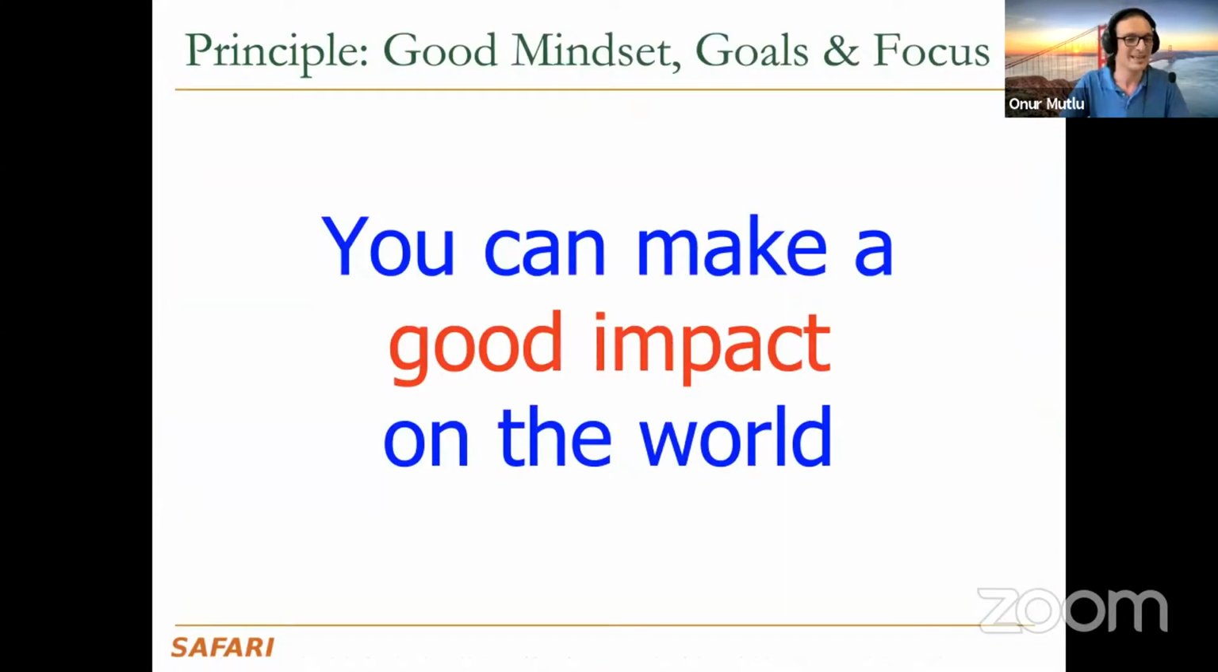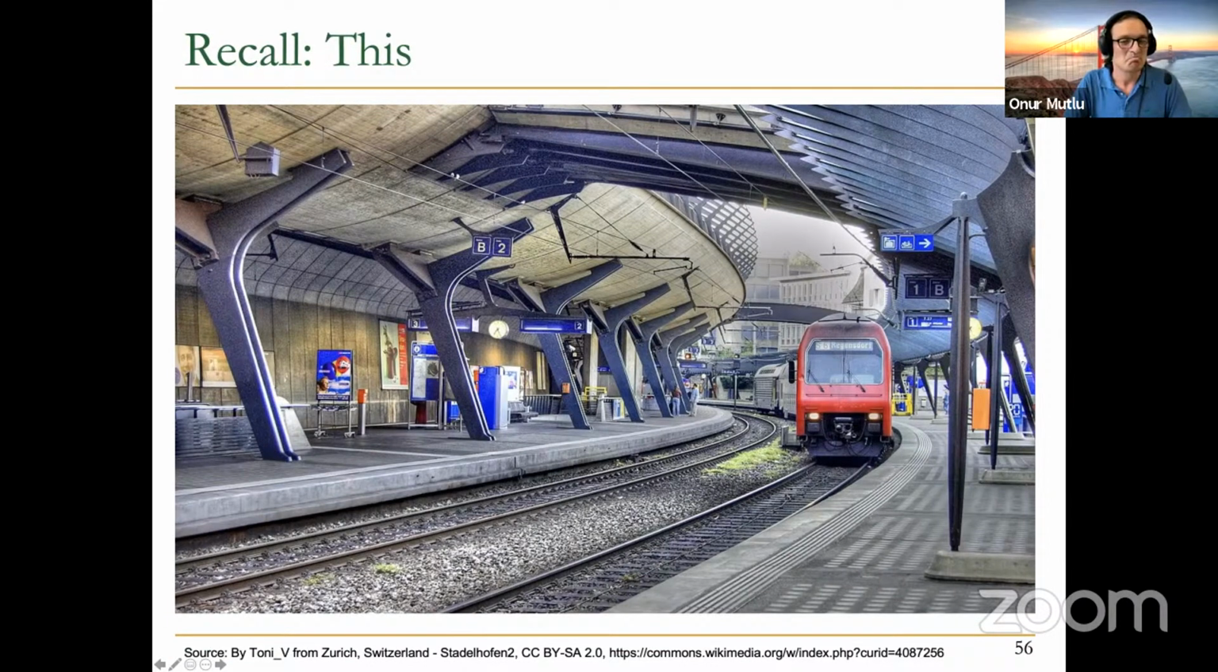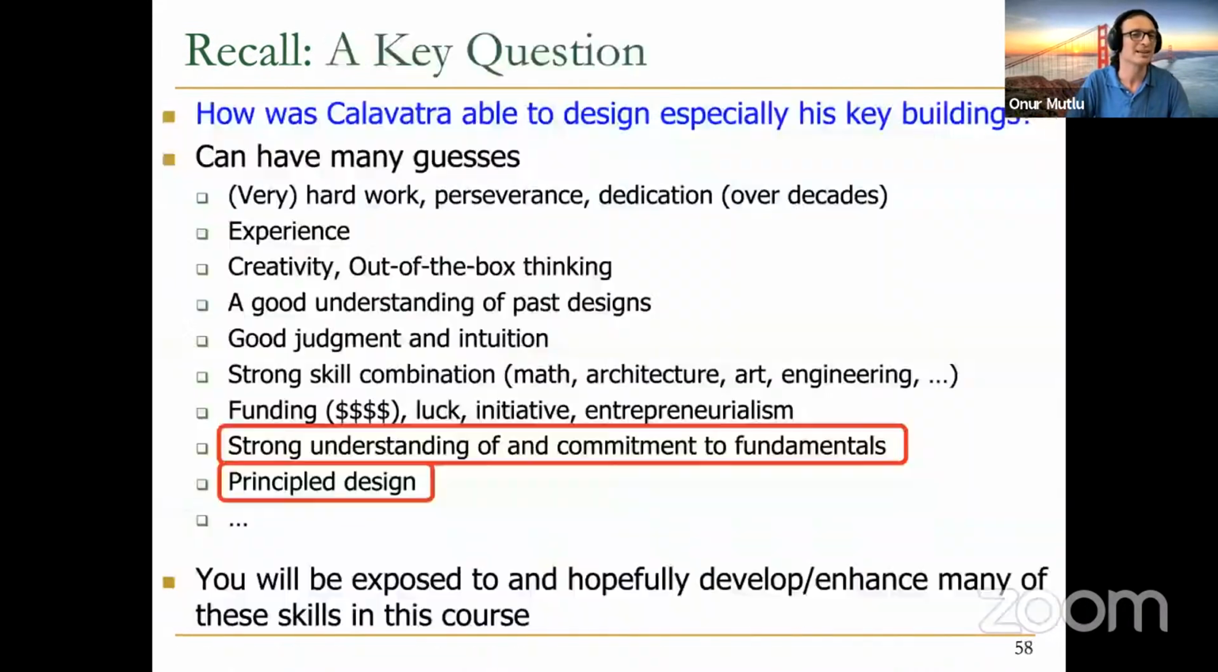I think all of these that I just discussed right now, I also discussed in the last lecture, kind of point out to some people who've changed the world, right? We discussed Calatrava, for example, and a key question we asked was, how was Calatrava able to design especially ski buildings? And we said, I think I didn't use the word passion over here, but passion is one of them for sure. But hard work, perseverance, dedication, etc., and a lot of other things that he has combined over decades and decades. And of course, principled design and strong understanding and commitment to fundamentals should not be understated ever.